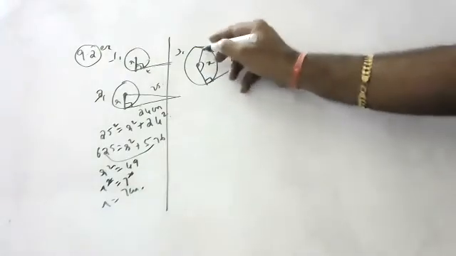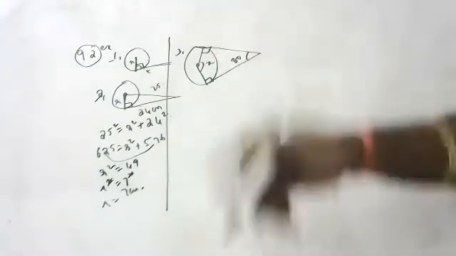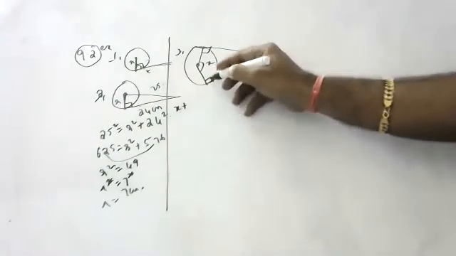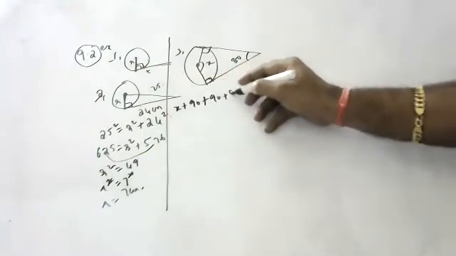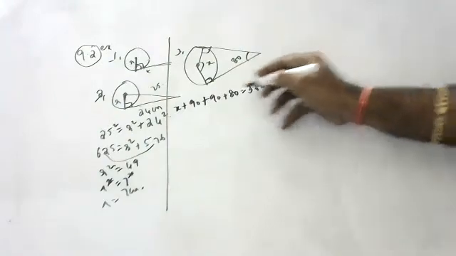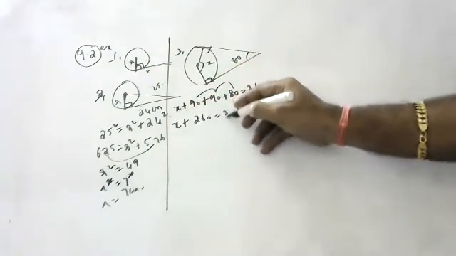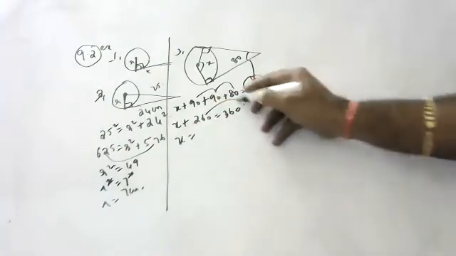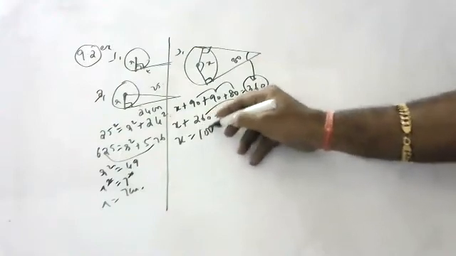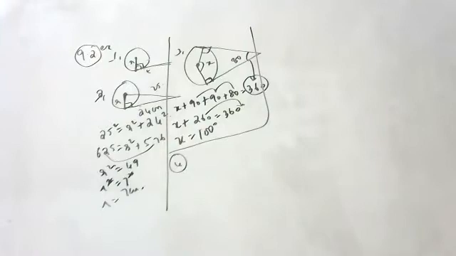We know this is 90, this is 90, because radius to tangent is 90 degrees. Can you tell me how to find out x, Bhavika? x plus 90 plus 90 plus 80 is equal to 360, because in a quadrilateral the sum of all angles is 360. x plus 260 is equal to 360. 360 minus 260 is 100 degrees. Next question.